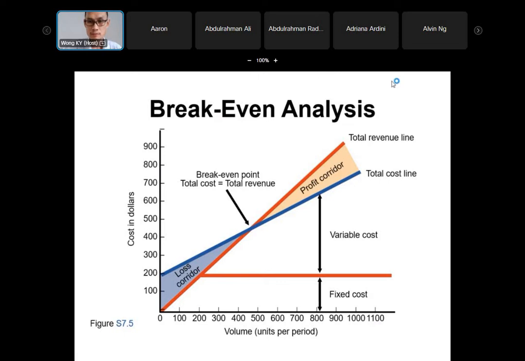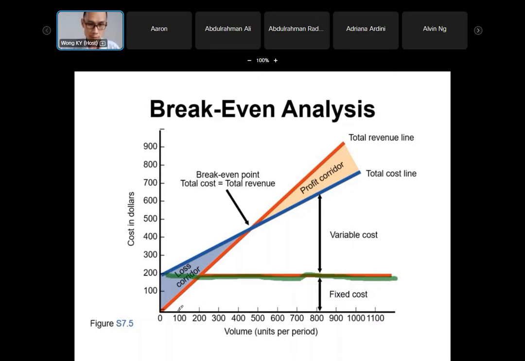Right, so fixed cost is this line. Let's say your fixed cost is $200. So this fixed cost is a straight horizontal line. It's fixed. It does not depend on the production volume. Whether you're making 0 units or 1,000 units, the fixed cost is the same.